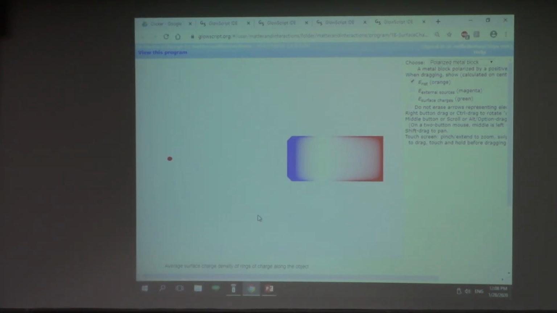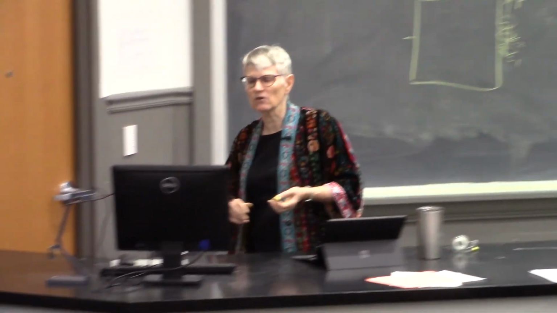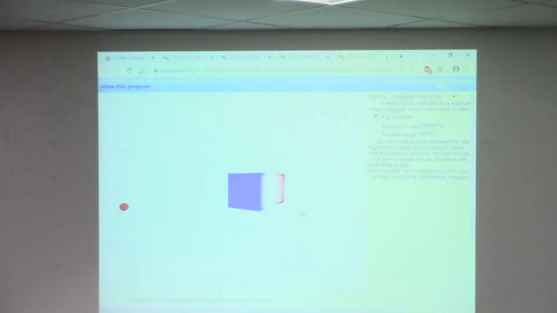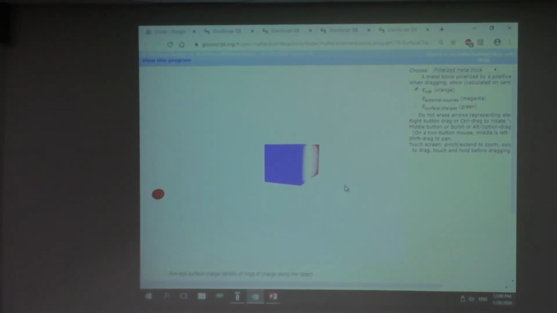White is neutral. The calculation can't be done in real time, so that was done offline. But what this program has is the resulting surface charge distribution, and what we can look at is fields in real time. So first, let's just look at the charge distribution. We see that, not terribly surprisingly, the end of this metal block nearest the positive charge has a lot of negative charge on it.